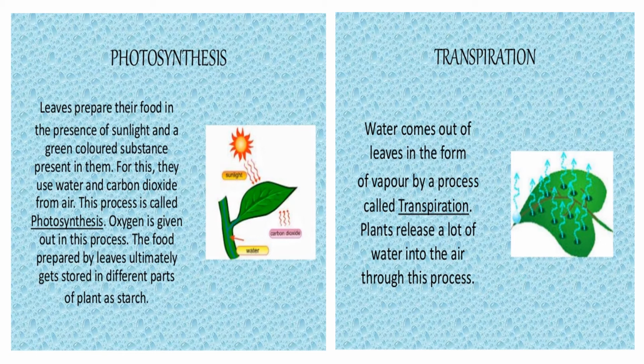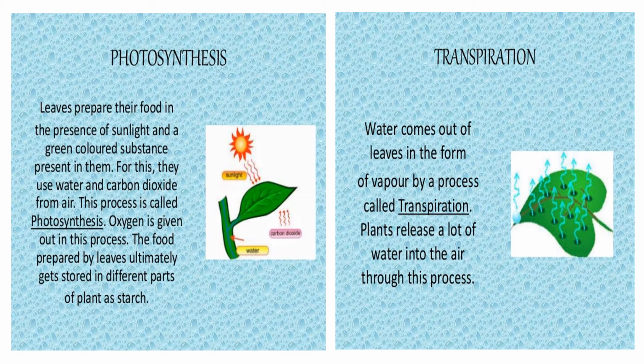And then the food prepared by leaves ultimately gets stored in different parts of the plant in the form of starch. Now transpiration. It is the loss of water in the form of water vapor from the leaves of the plant through their stomata. Stomata are very minute openings which are present on the ventral surface of the leaf, and it cools the plant body during hot summer.